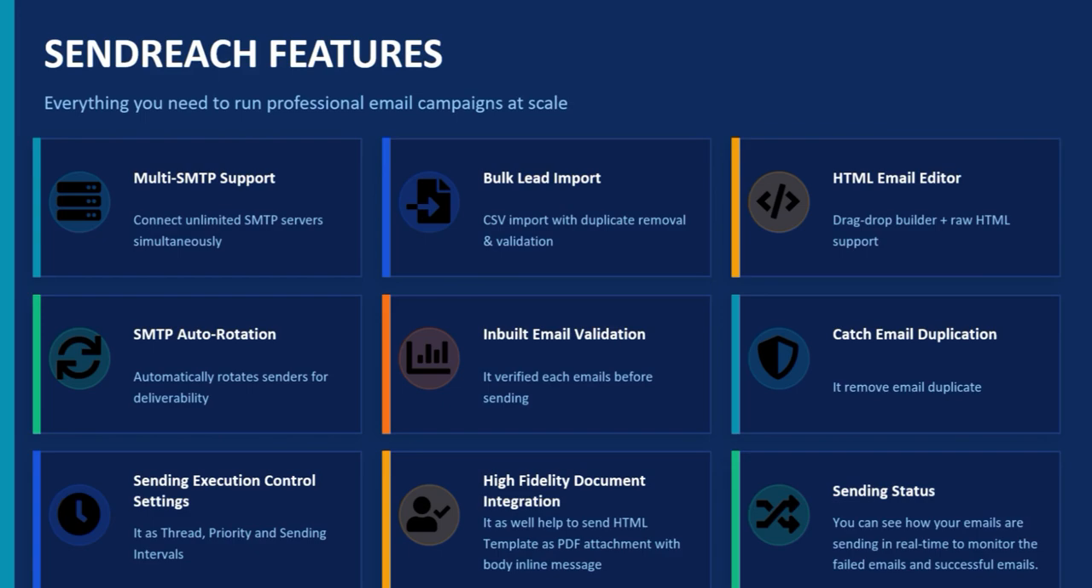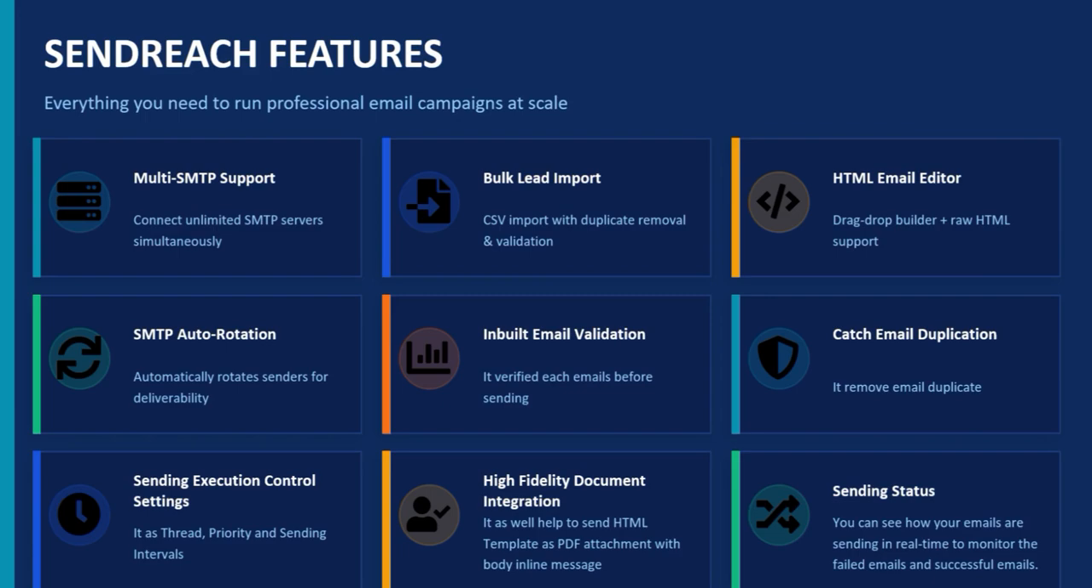In SendReach Sender, we have an inbuilt email validation. It verifies each email before sending. That is another feature. Catch email duplicate. If you have the same email in your list, SendReach Sender is going to catch the duplicate. Whenever we have the same emails, it's going to remove the duplicate.